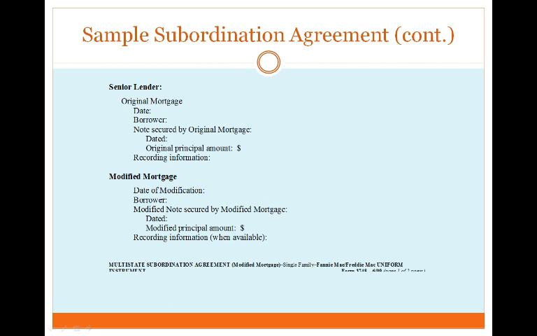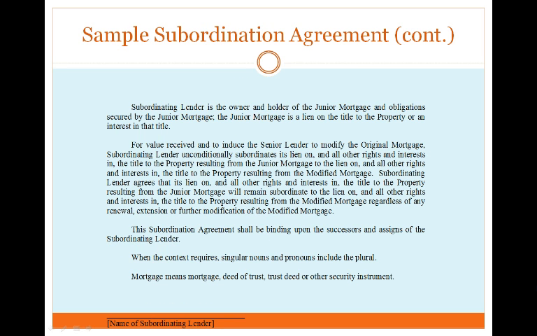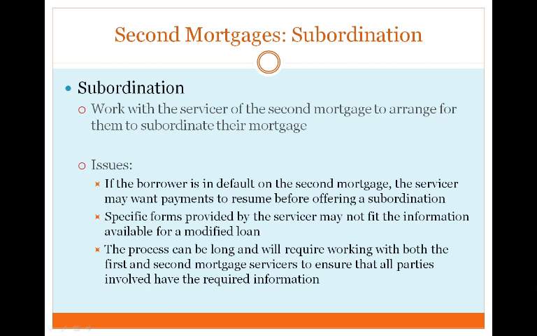But again, this is the uniform form that's online for Freddie and Fannie. It gives a good idea of what the basic language is going to be for a subordination agreement. And again, this process can be long. It's going to require working with both the first and second mortgage servicers.